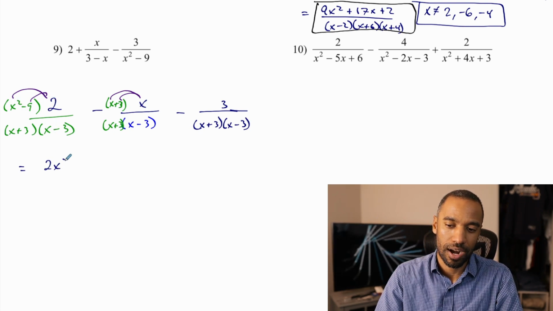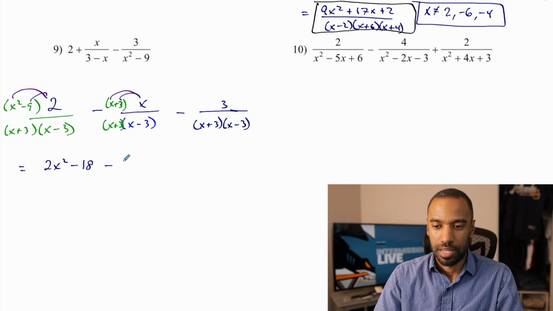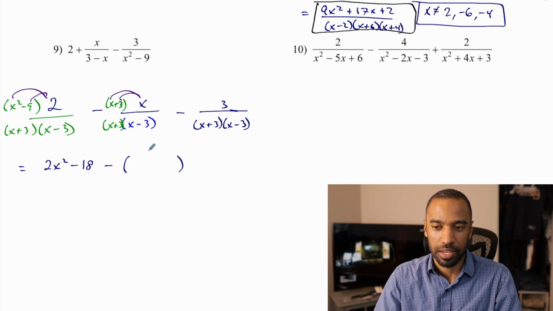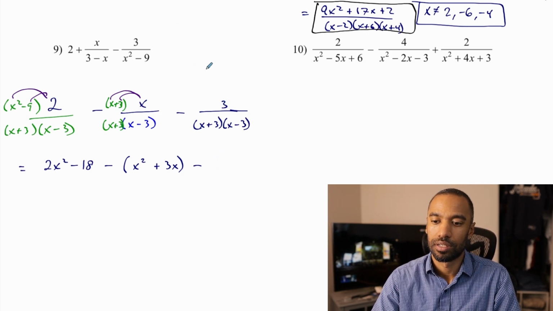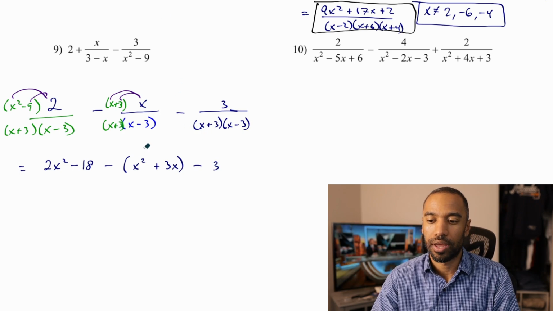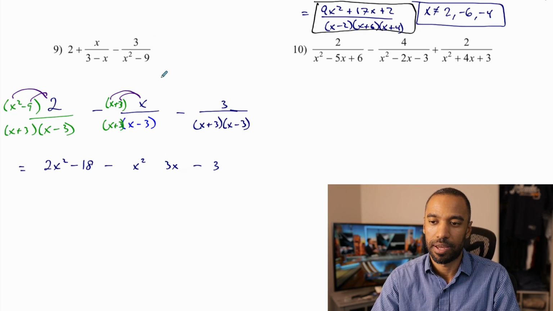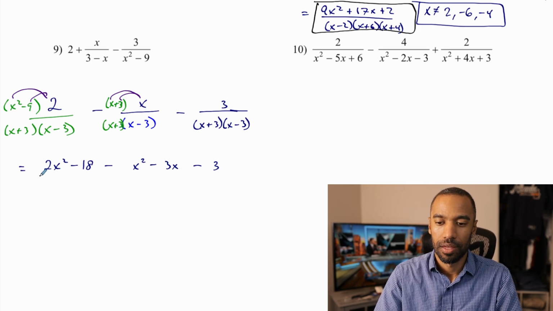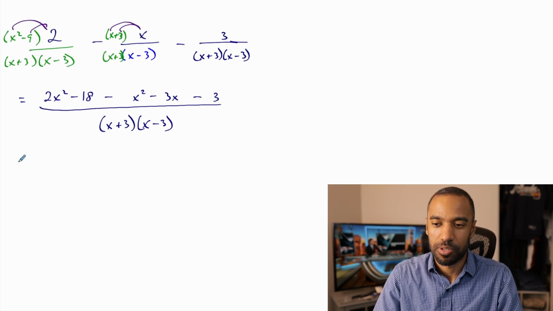So we get 2x squared minus 18. Now minus. Now I'm going to put this in parentheses first before I do anything else. So x squared plus 3x. And then minus. Oh, the 3 didn't distribute into anything, so just minus 3. Okay, so are we understanding that this will distribute into the x squared and the 3x and turn those negative? Minus x squared minus 3x. That sound good? Okay, this is all divided by x plus 3 times x minus 3.